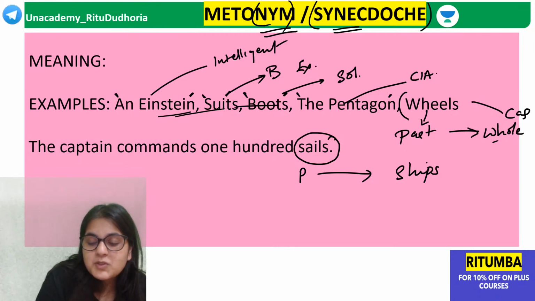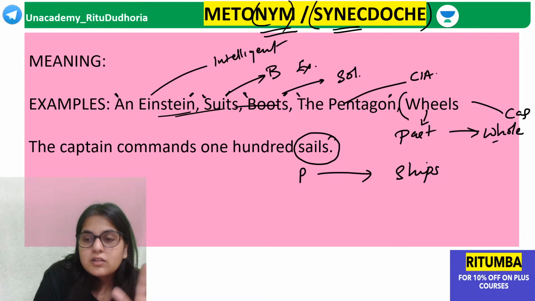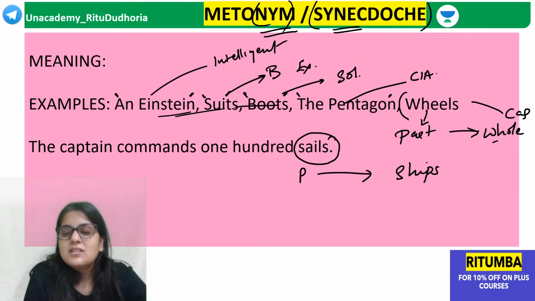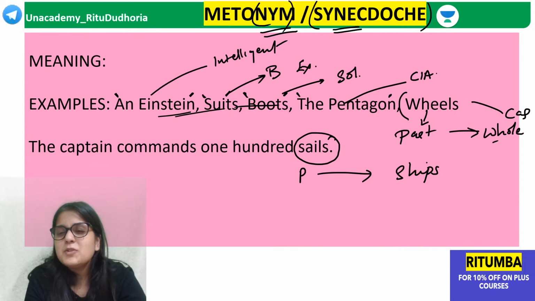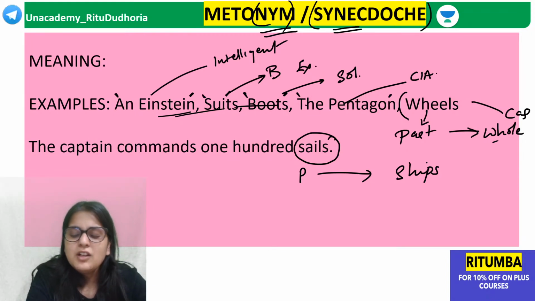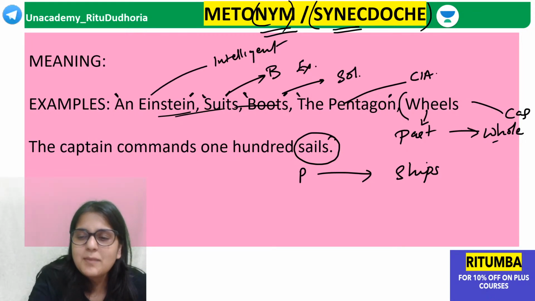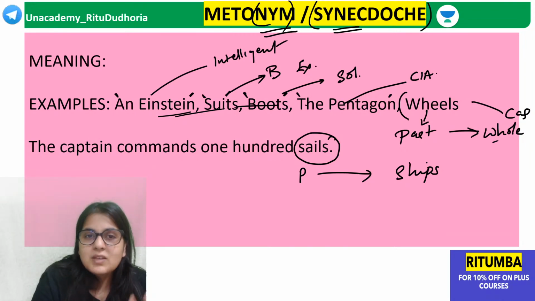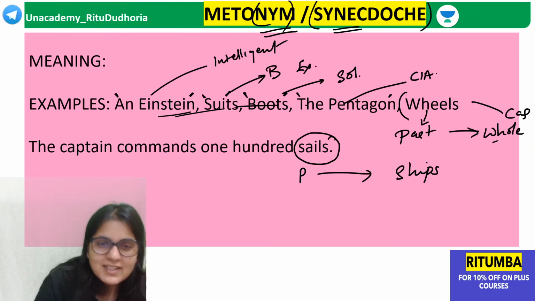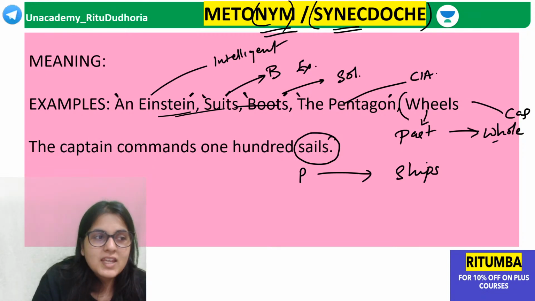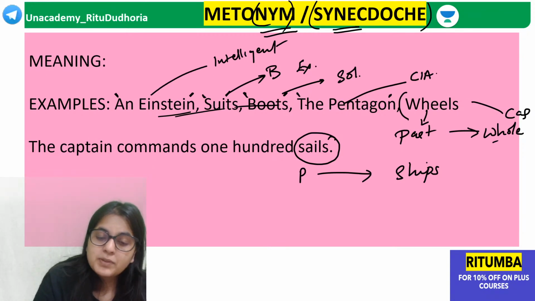What is the difference between a metonym and a metaphor? Okay, one minute. What is the difference between a metonym and a metaphor? Now the difference is this. See, when you talk about a metaphor, when I say silk, you're talking about the properties of silk. When I say Mount Everest, you're talking about the properties of Mount Everest, and you're relating it.